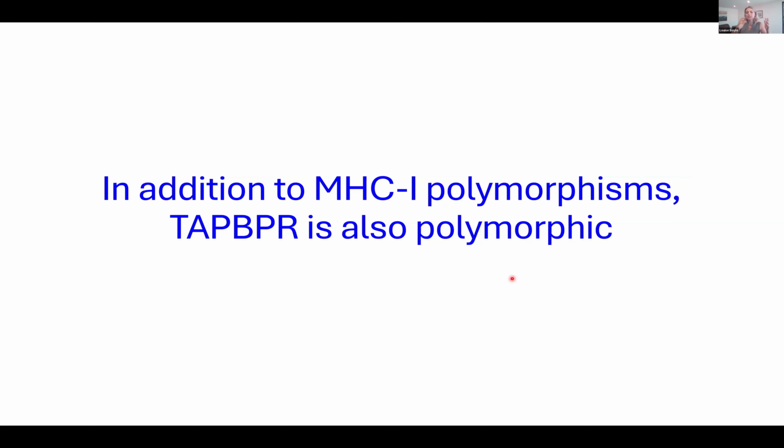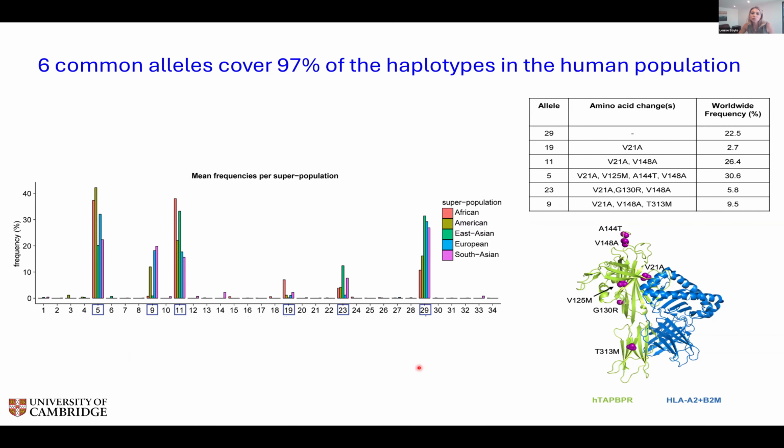So now I want to move away from the MHC class 1 polymorphisms and turn to the TAPBPR polymorphisms. So it turns out TAPBPR is also polymorphic, so we wanted to explore how these polymorphisms might affect its function. So analysis of the 1000 Genomes Project revealed that there are 6 common TAPBPR alleles that cover approximately 97% of the haplotypes in human populations. And for us, it turned out that allele 29 was the wild-type TAPBPR molecule that we've been working with in the lab. So we were working with a very common TAPBPR variant that we've used in all our assays to date.